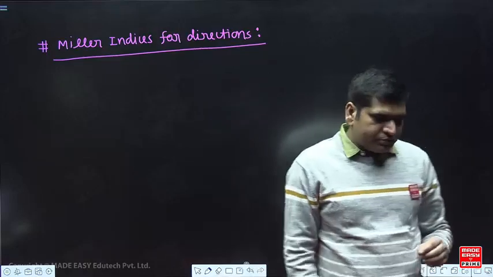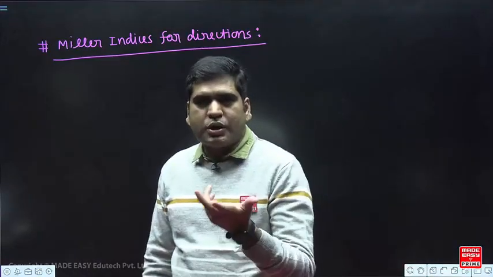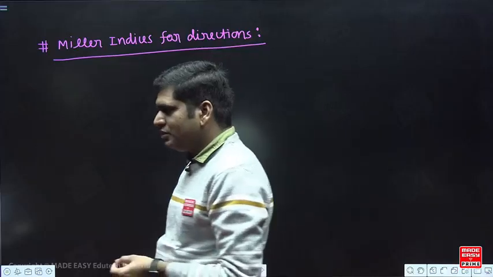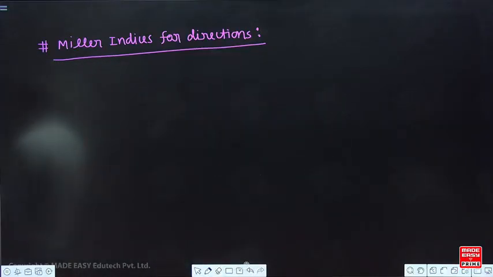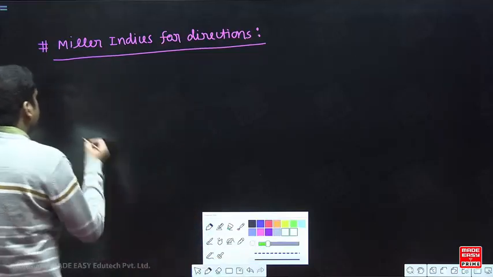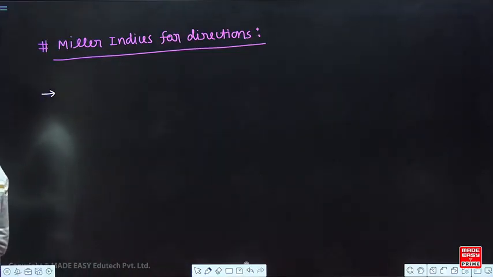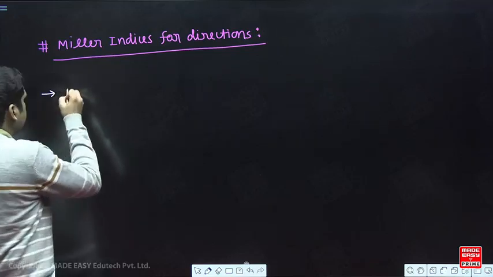What is direction? Any vector which is joining 2 points in the crystal, two atoms in the crystal, that will be known as direction. So basically it is nothing but a line. So first of all, try to understand crystallographic direction. A crystallographic direction is defined as a line between 2 points.